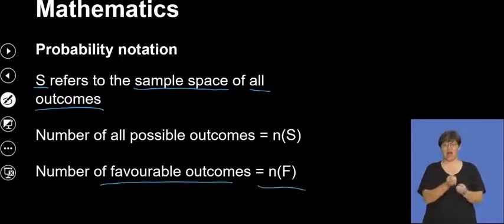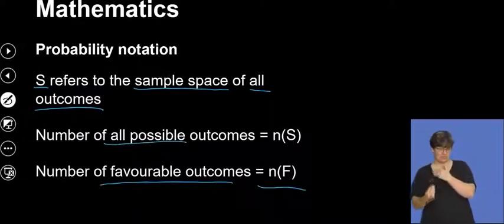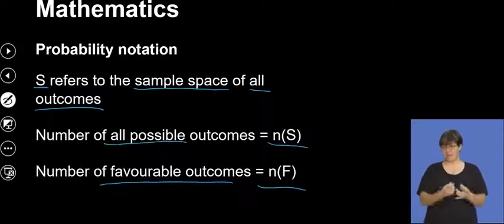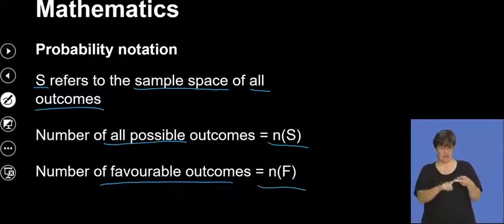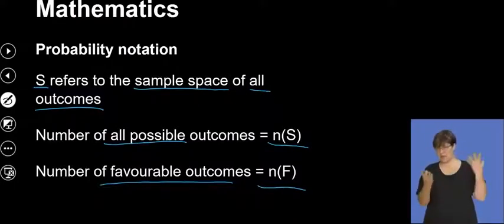We recognize that the total number of favorable outcomes is represented by this notation. Favorable is the number n in brackets f, where the number of all the possible outcomes is given as the number n, and then in brackets we have s. That s relates to the sample space. The f relates to the number of favorable outcomes.